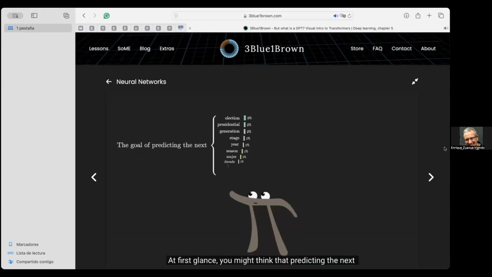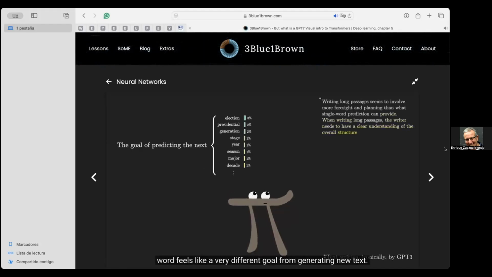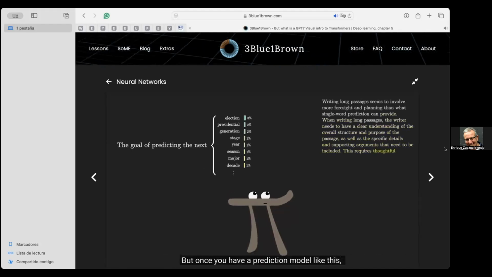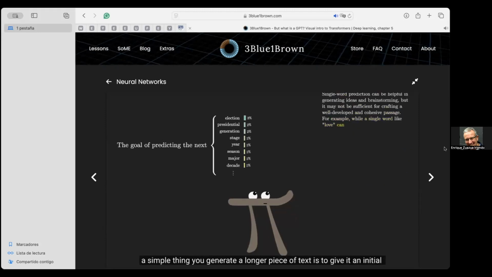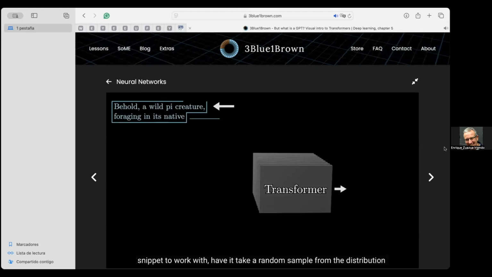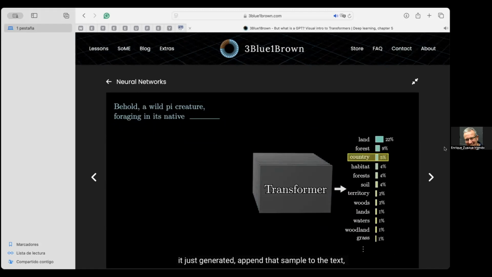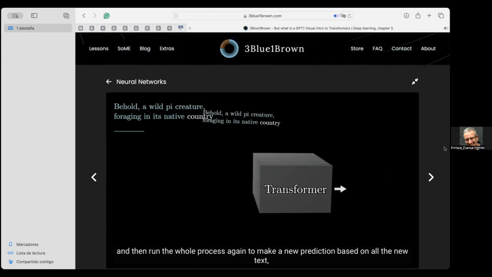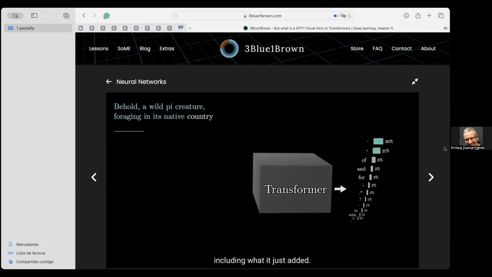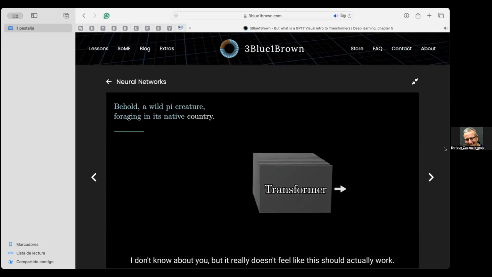At first glance, you might think that predicting the next word feels like a very different goal from generating new text. But once you have a prediction model like this, a simple thing you could try to make it generate a longer piece of text is to give it an initial snippet to work with, have it take a random sample from the distribution it just generated, append that sample to the text, and then run the whole process again to make a new prediction based on all the new text, including what it just added. I don't know about you, but it really doesn't feel like this should actually work.